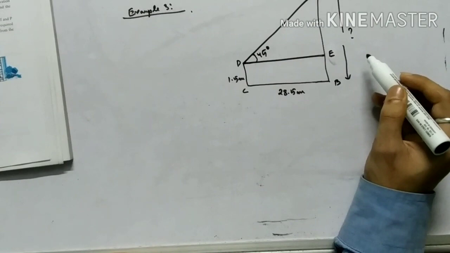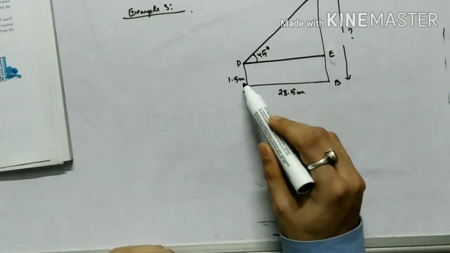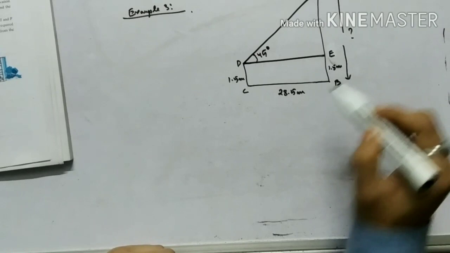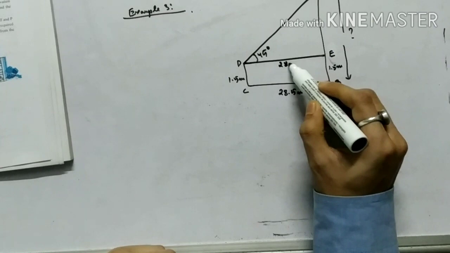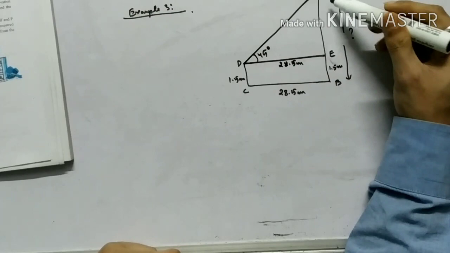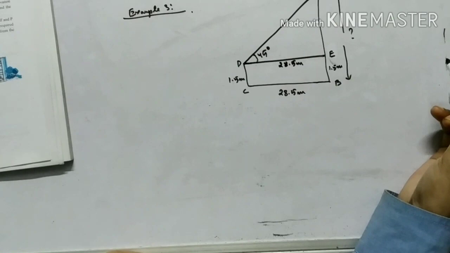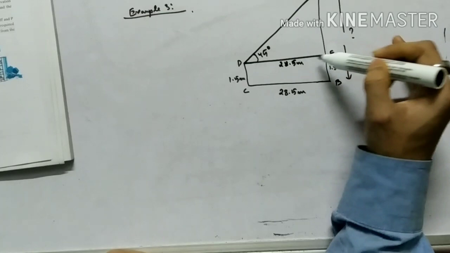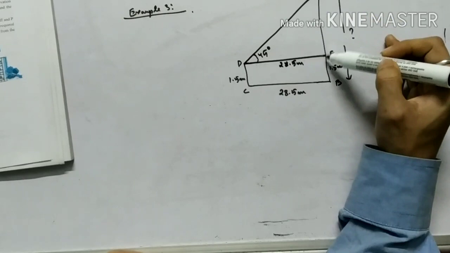So you see from this figure I can say that if DC is 1.5 meter, then EB will also be 1.5 meter. And if CB is 28.5 meter, then DE will also be 28.5 meter. So what is the height of the tower? In here I have to find AB value. So if I take this triangle ADE, I can find the value of AE here.